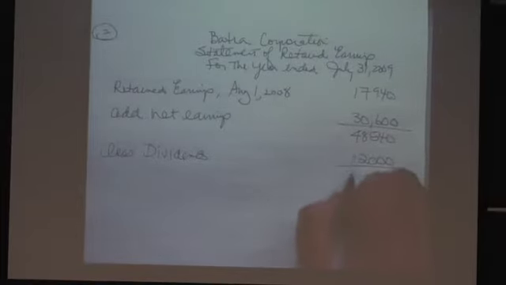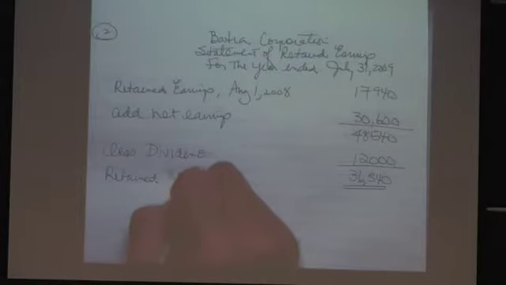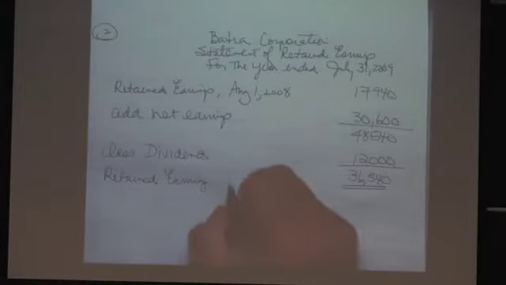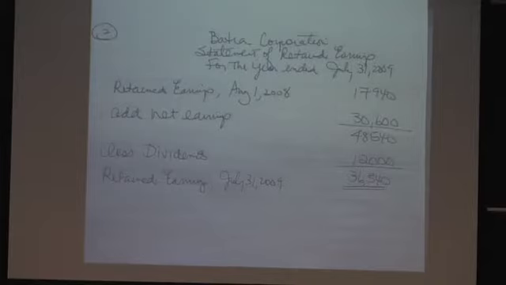to give us $36,540. This is the retained earnings, July 31st. You can see why it's a period in time statement because it captures the activity for a period of time. Once we're done with that, we're ready to prepare a balance sheet. I'll do that next page.